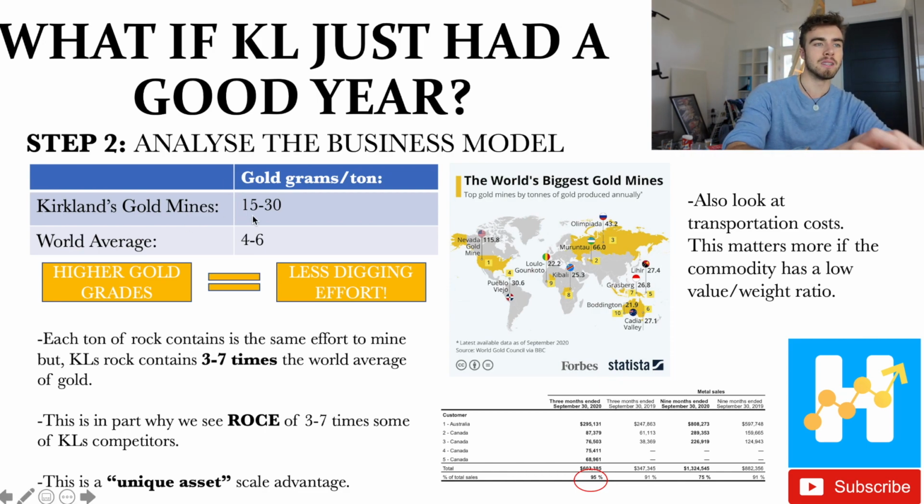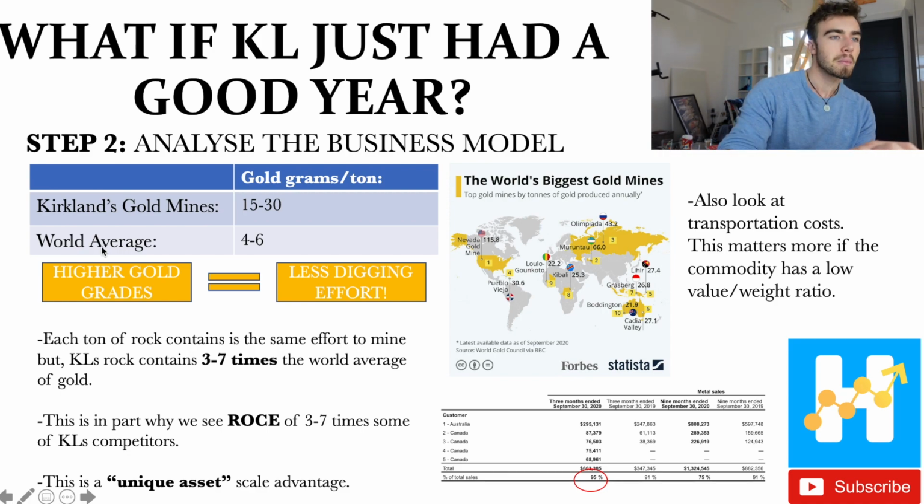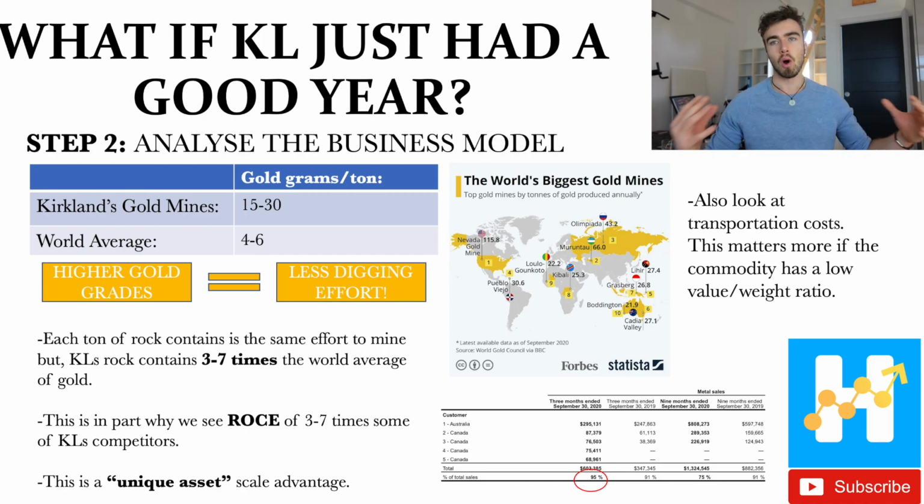So Kirkland's gold mines are 15 to 30 grams per ton. I believe down in Fosterville, they managed to get some 30 grams a ton, which is one of their mines down in Australia. But the world average is about 4 to 6. So if you think about it, for every ton of rock that you mine, there's much more gold than you can sell on an exchange.